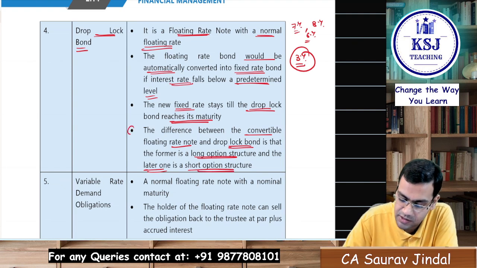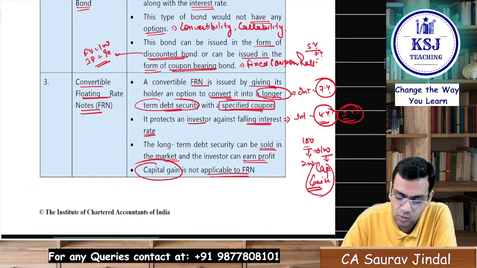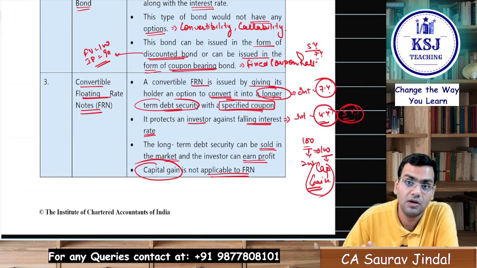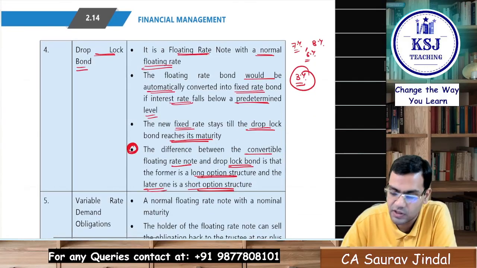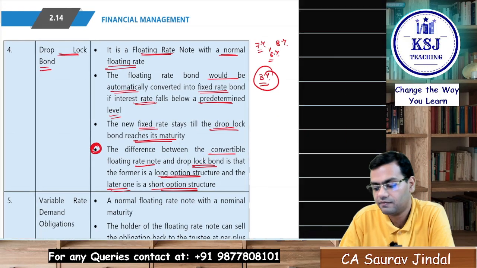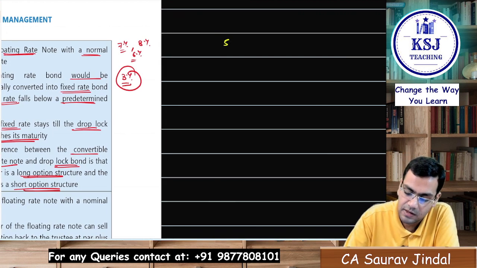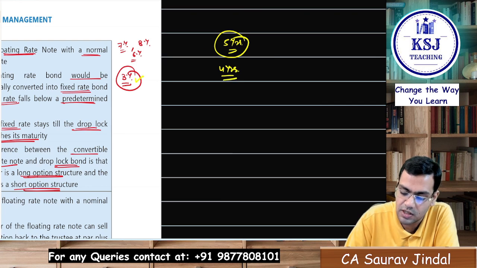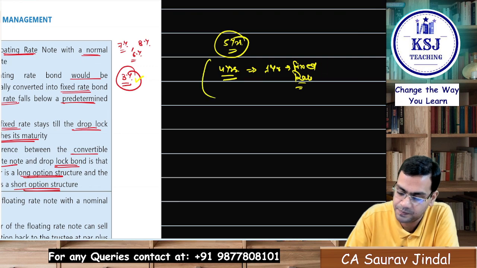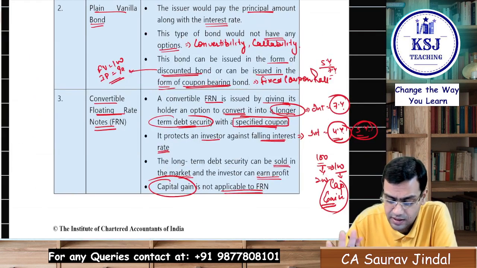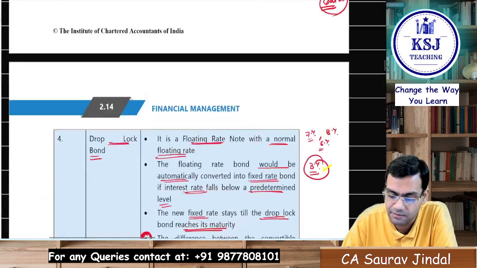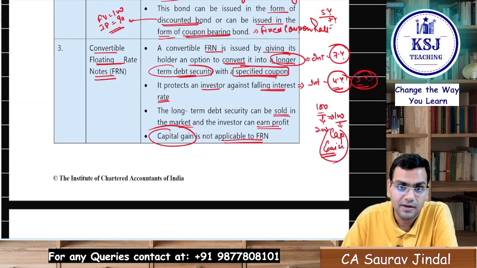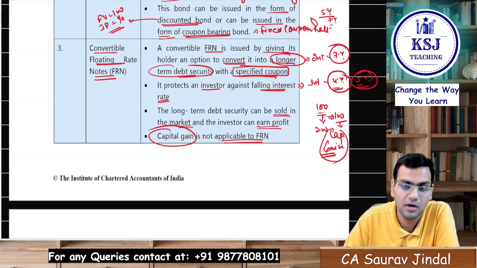So please remember this point, the difference between this convertible FRN and the drop lock bond: here the conversion is for a long period of time and there it might be for a short period of time, right? Because for example, the bond is, let's say, for 5 years, and after 4 years the rate falls below 3%. So for 1 year it will be converted into a fixed rate bond. So it can be for a short period of time. Whereas this convertible floating rate is for a long period of time because it is being converted into a long-term debt, right? It is being converted into a 7-year, 10-year debt.